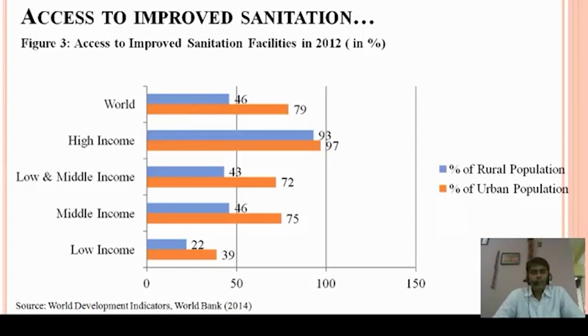Next, improved sanitation. If we see the world level, 79% of the urban population has access to improved sanitation facilities, while overall in the world only 46% of the population in rural areas has improved sanitation facilities. In terms of high income population, both urban and rural population are above 90%. In the low income, middle income, and very low income countries, the urban area is still better in terms of improved sanitation facilities, while the rural population is still worse.